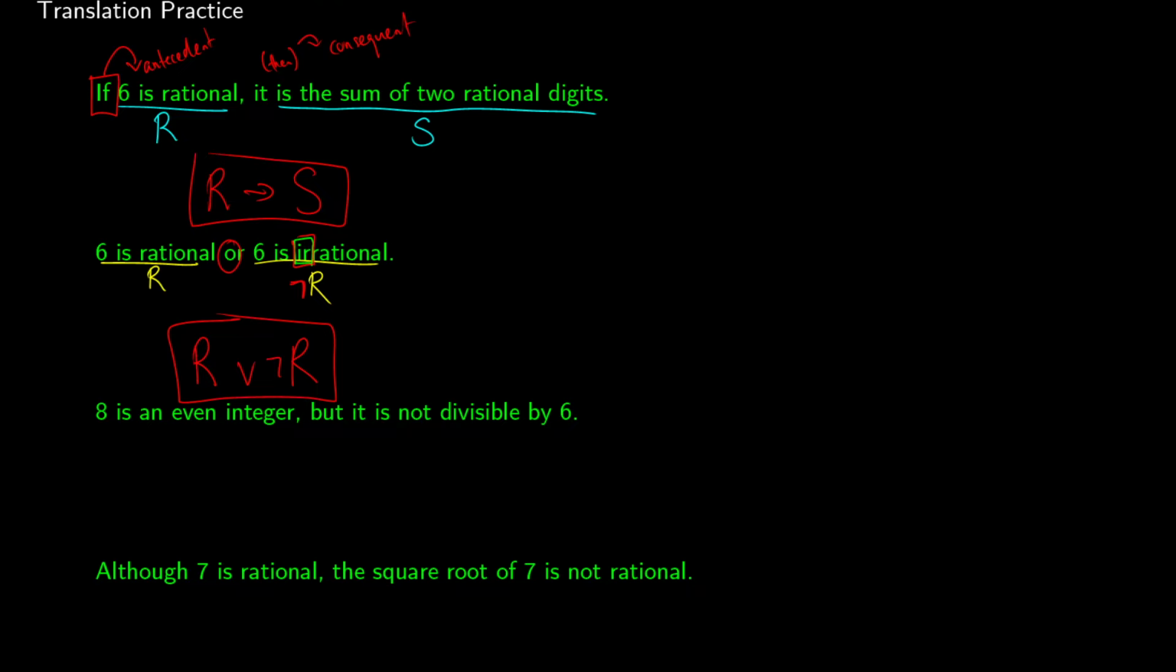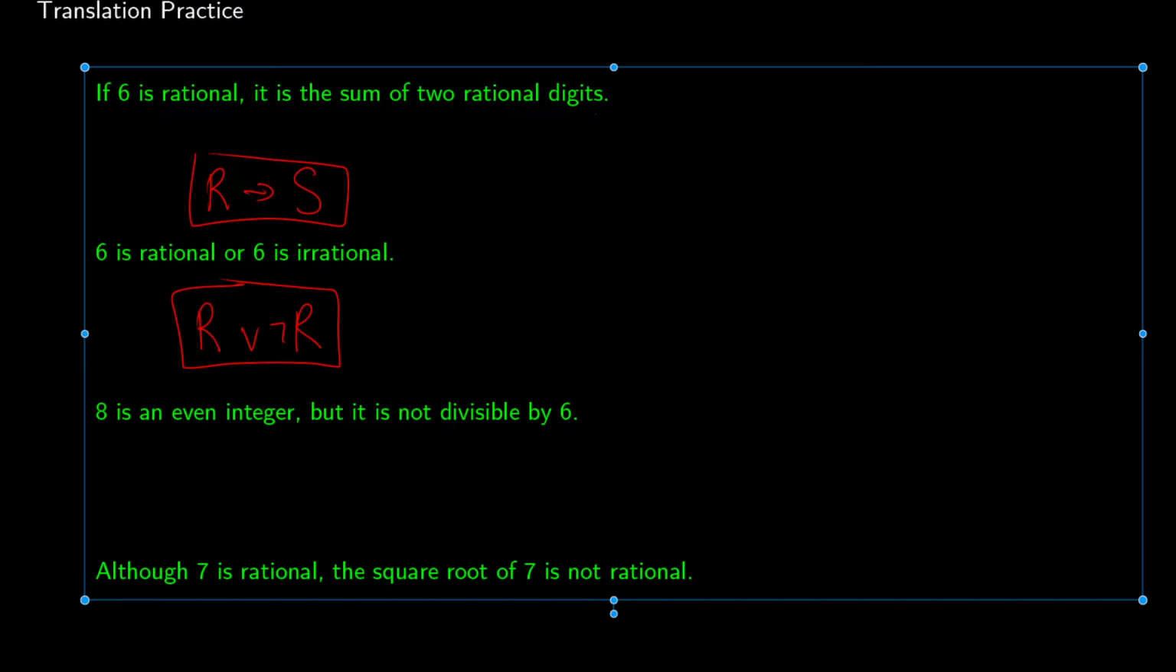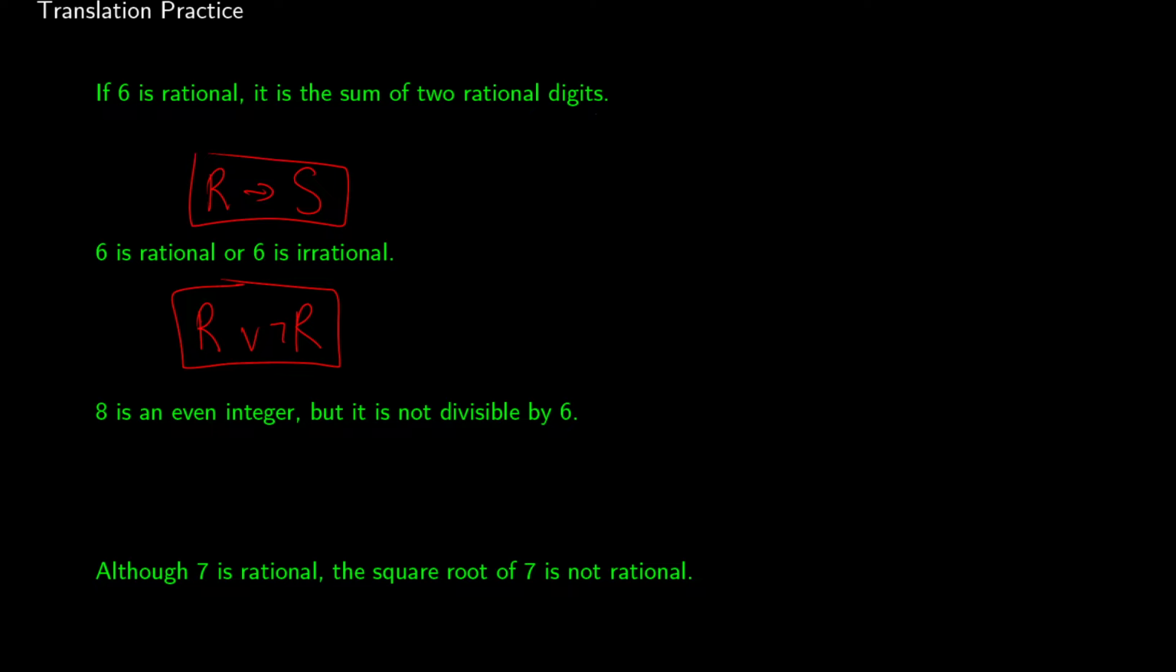Okay, let's just get rid of some of these markings to make the page a little bit less squished up. Okay, move that. Next one, 8 is an even integer, but it is not divisible by 6. Okay, so 8 is an even integer. Let's call this E. It is not divisible by 6. So I'm going to say it is divisible by 6 is D for divisible, and this not is going to negate it.